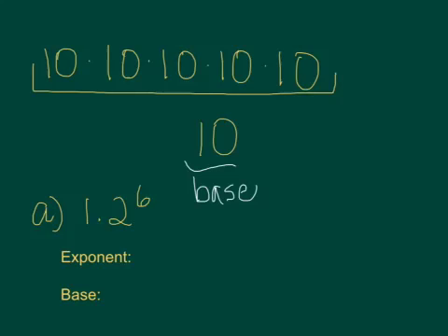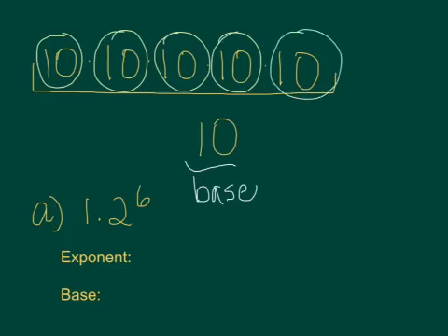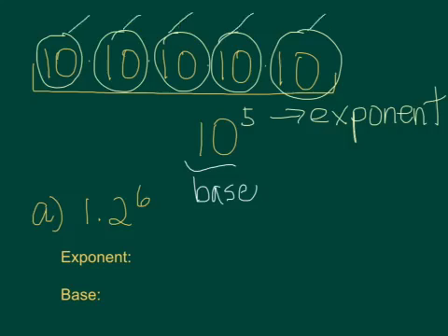Okay, how many times are we multiplying it? 1, 2, 3, 4, 5 times. And so we are going to write 10 to the 5th. And this right here is what we call our exponent. So the base is the number that is being multiplied, and the exponent is the number of times it is being multiplied.